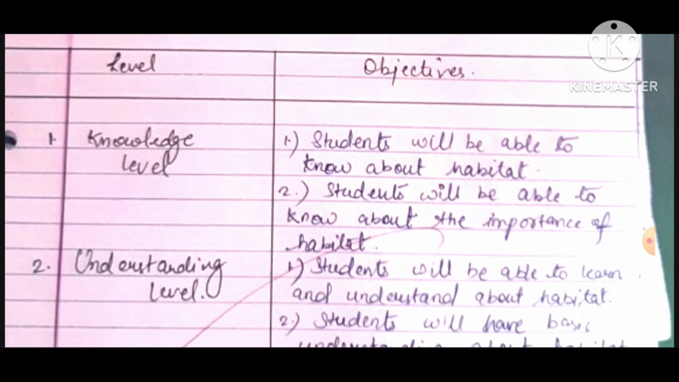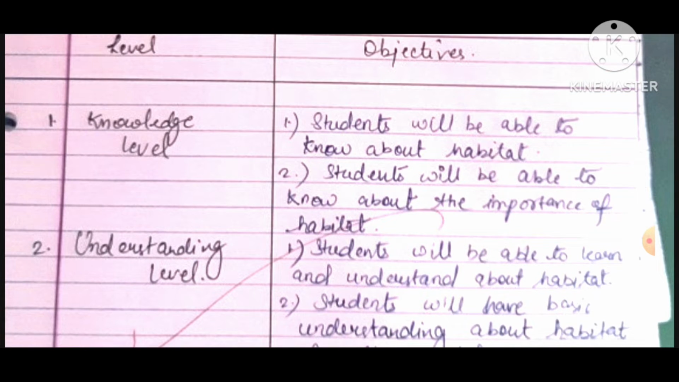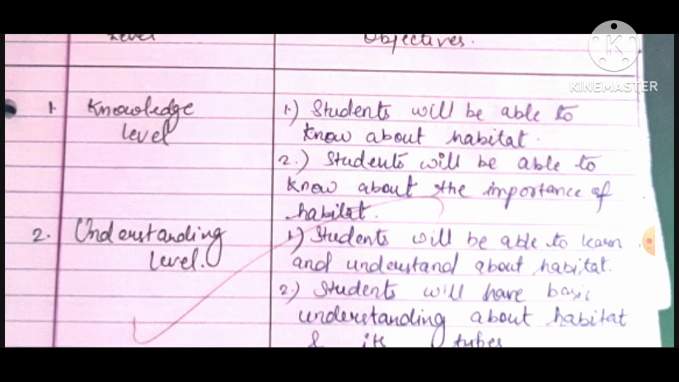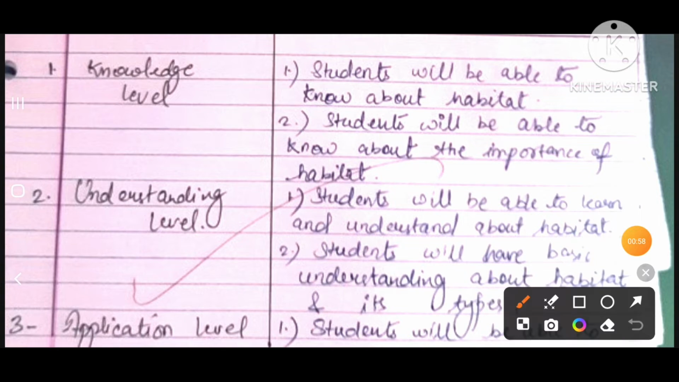In objectives you have to make a table in which you write level and objectives. There are 6 levels and each of the 6 levels has 2 objectives. The first one is knowledge level. In knowledge level you have to write 2 objectives. First, students will be able to know about habitat. Second, students will be able to know about the importance of habitat.